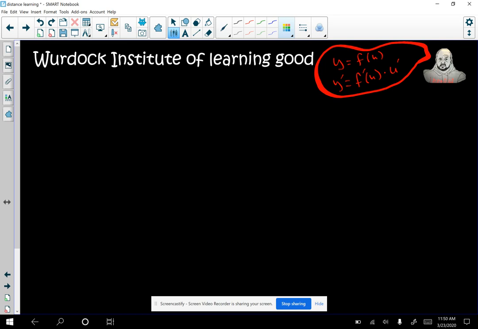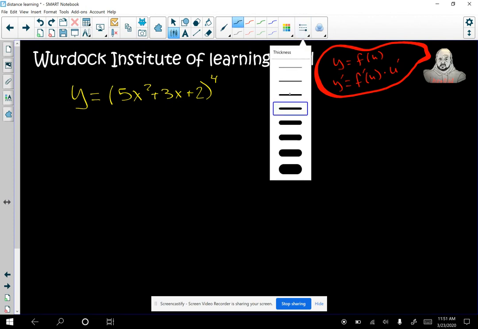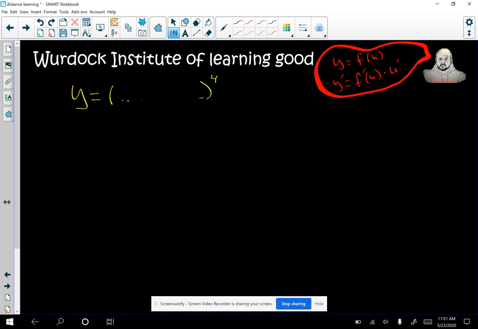So in this example, y equals the quantity 5x squared plus 3x plus 2 to the power of 4. Again, first you identify that there's an outer function, which is simply, in this case, x to the fourth.